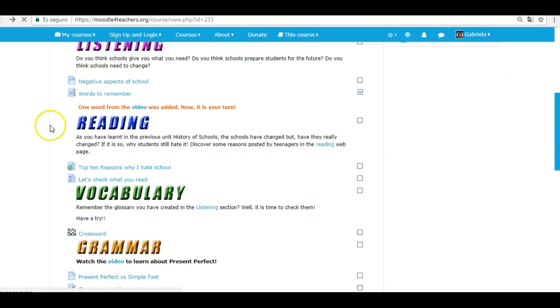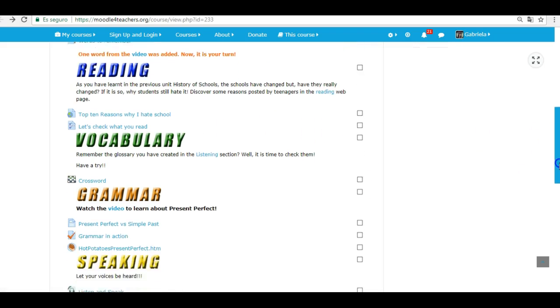Okay, so let's go back, and now in the vocabulary section I recall the glossary they have created in the listening section, and they will be able to solve a crossword with those words in order to check the new vocabulary.